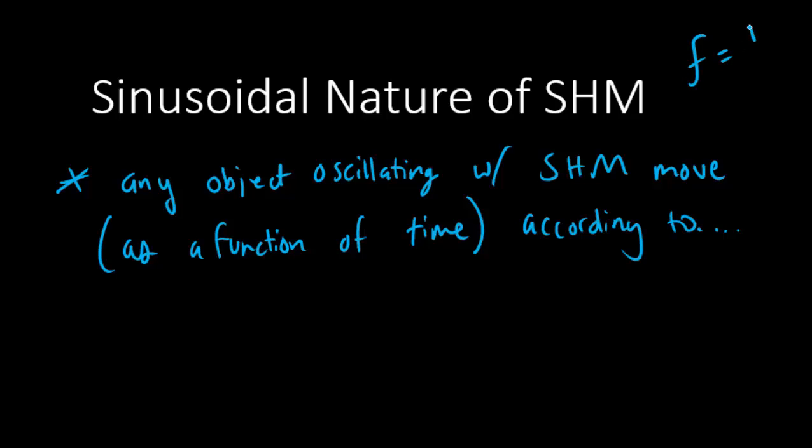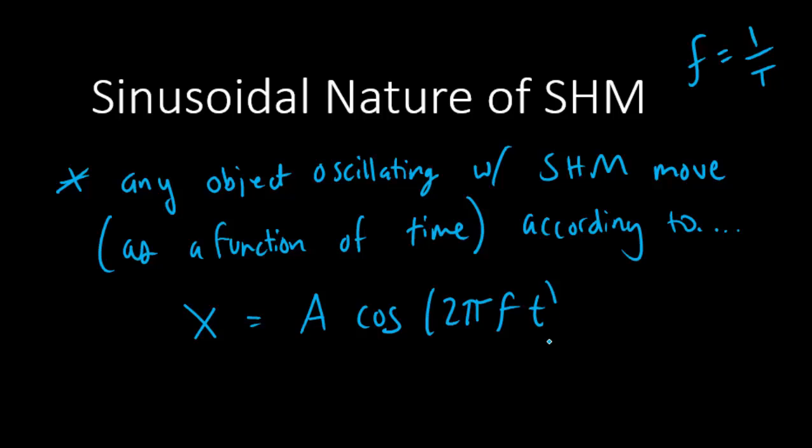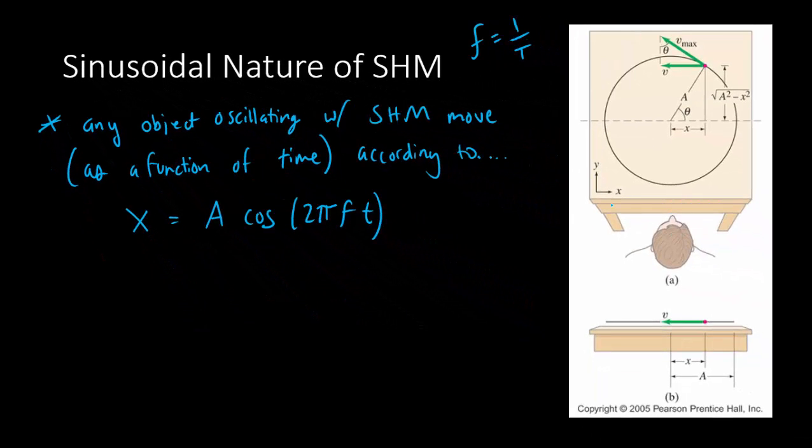Now remember, frequency is just the inverse of the period. So if I replace that 1 over T with frequency, what you get is a version of this equation which you're going to have to just memorize. And that is x is equal to A cosine 2 pi f t. Now the book goes through the derivation of how this equation was arrived at, but basically it's the cosine function for the position x as if you were looking, as this little person's looking, at the object moving back and forth along the table.